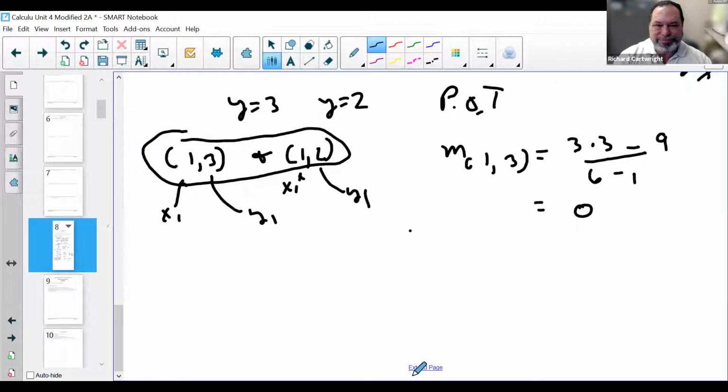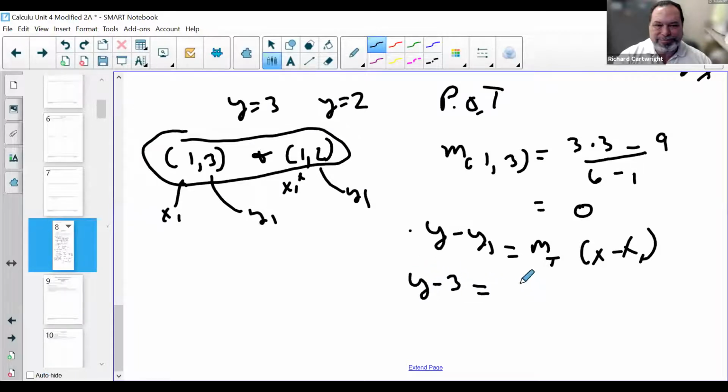So I can make my equation of that tangent line. It's very simple. Remember, here's what you always need to remember: y minus y1 equals the slope of tangency that we just found times x minus x1. And you should spell all that out. I already identified x1 and y1. So y minus 3 equals 0 times (x minus 1), and this is kind of ridiculous, because I'm multiplying it by a 0. So y is just 3.